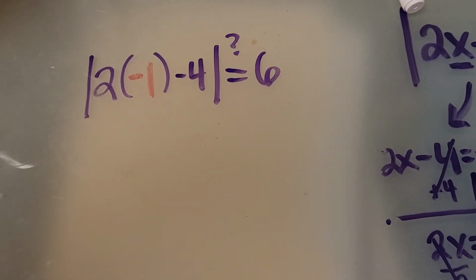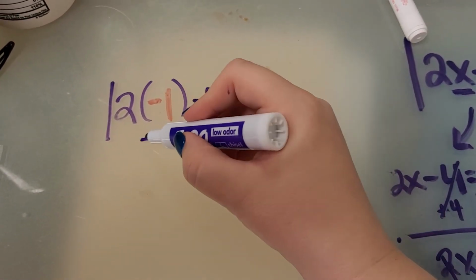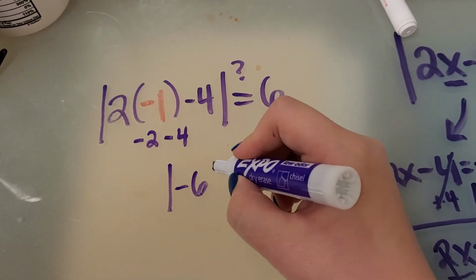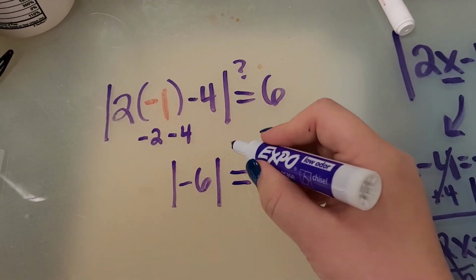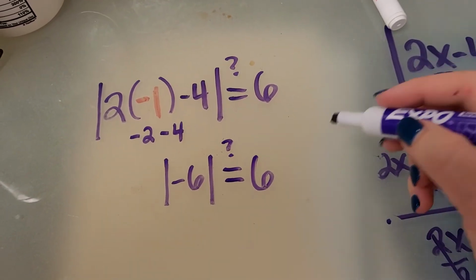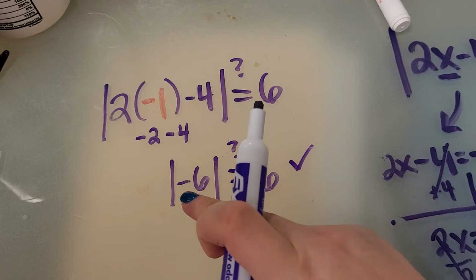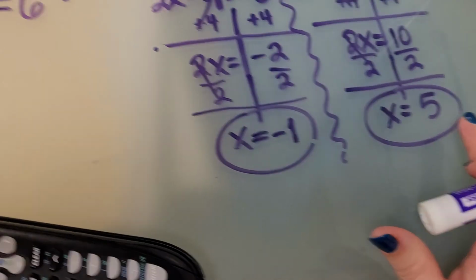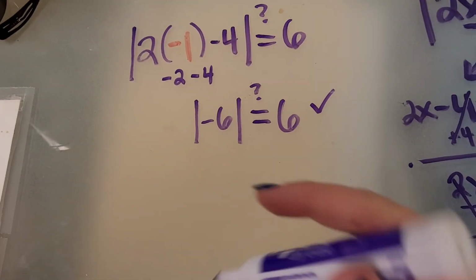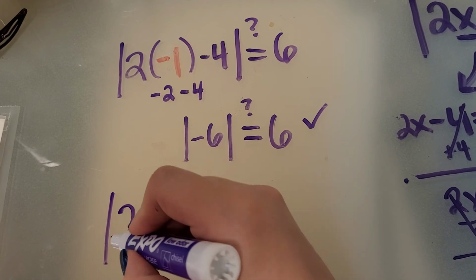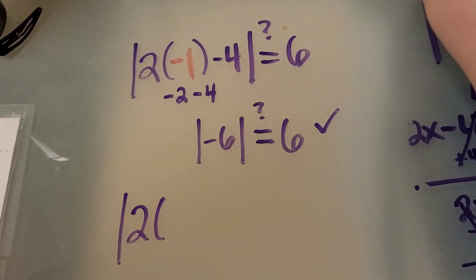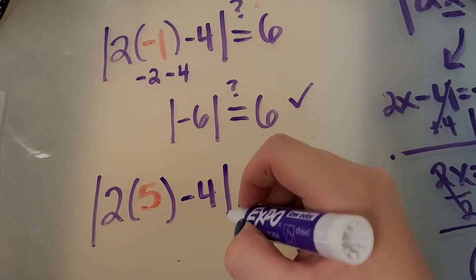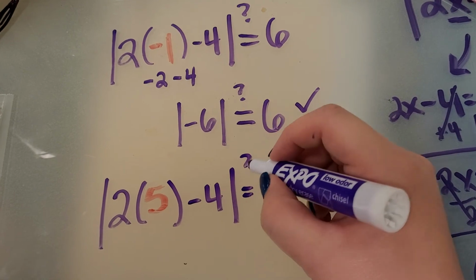So you could do this with mental math. 2 times -1 is -2. -2 minus 4 would be -6. So is the absolute value of -6 equal to +6? Yes, it is. Absolute value is distance from 0, and -6 is 6 units from 0. So then we would repeat the process with our x equals 5. Okay, and for this one with the 5, I'm going to show you how to type it into the calculator. So 2 times, again, I substitute in the x value I found, so in this case, 5, minus 4. Is the absolute value of 2 times 5 minus 4 equal to 6?